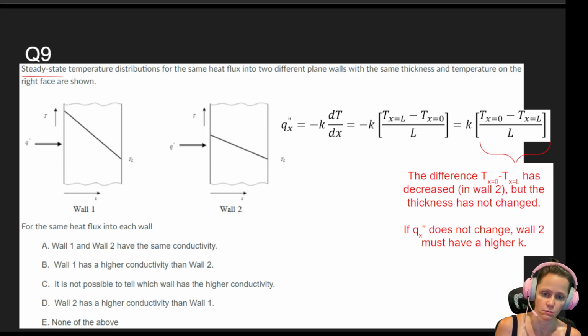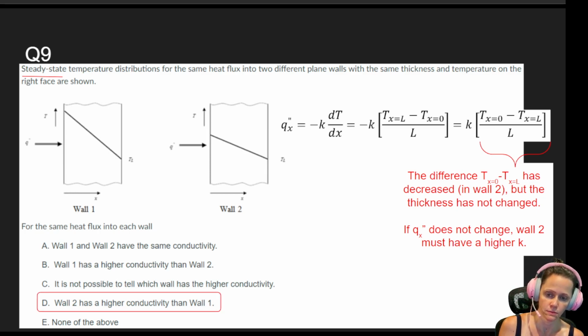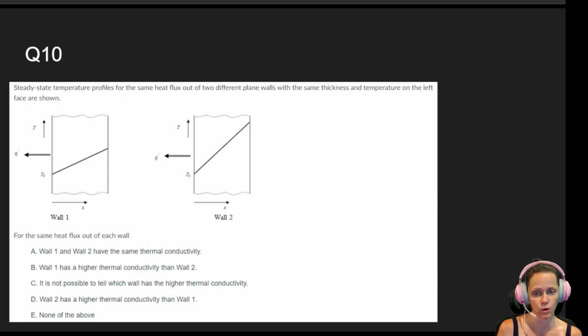Wall 1 has a bigger dT/dx, a smaller k value. So wall 2 has a higher k value, higher thermal conductivity than wall 1. All right. So similarly speaking, now the only difference here is that we have a negative q, but it doesn't matter, right?